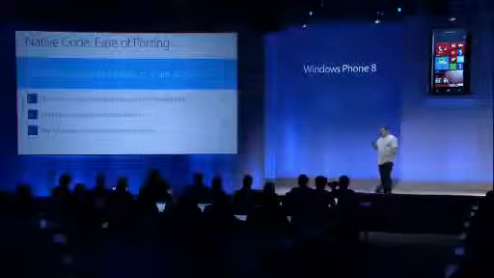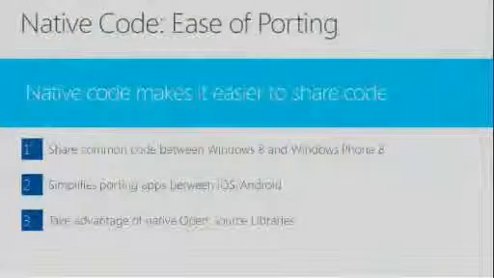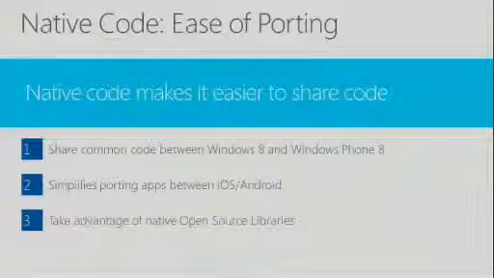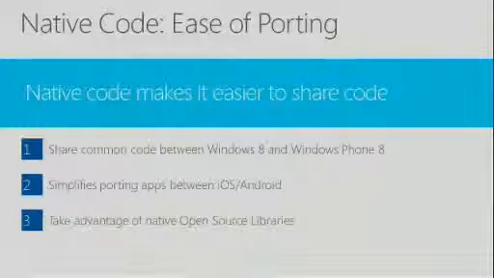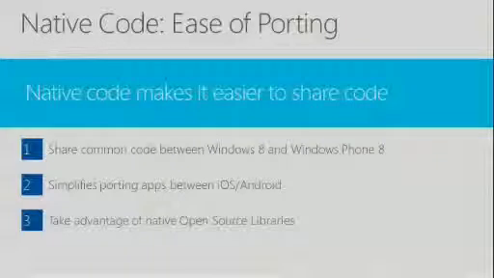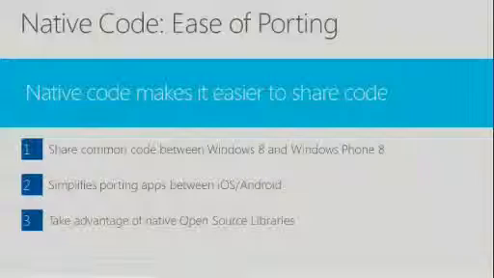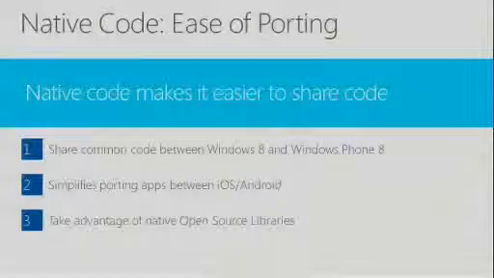Now, native code is not just about high performance in games. It's also about portability. Native code makes it easier to share code. You can share code between Windows 8 and Windows Phone 8. Also, many developers use native code to make it easier to port applications between iOS and Android. They can now use that same native code to more easily port their application to Windows Phone 8. Developers also like to take advantage of native open source libraries. This reduces their costs and also helps them get to market faster.